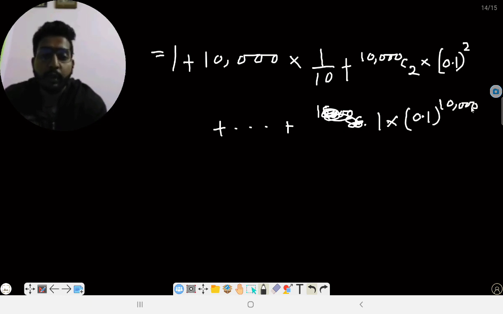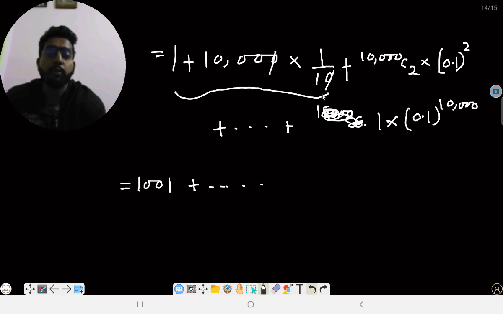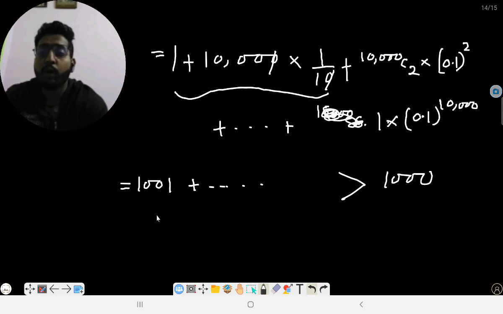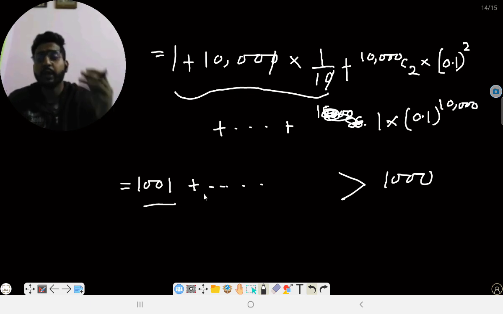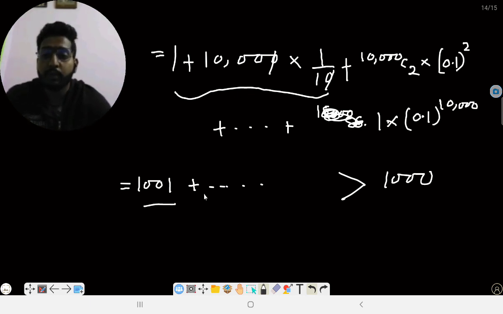Now you can see this one. 10,000 and this 0 will be cancelled, that means 1,000, that is becoming 1,001 plus some positive value. So you can see these two are forming 1,001 plus the positive terms. So this will be greater than 1,000, because we know 1,001 is greater than 1,000 here, and plus some positive terms are there. That means this whole quantity will be greater than 1,000.